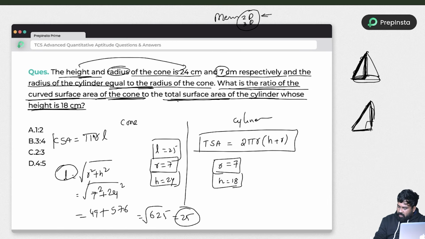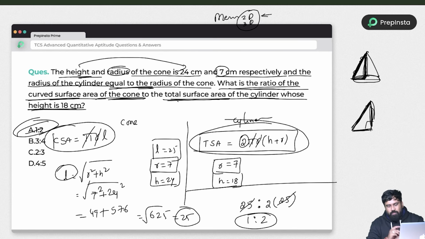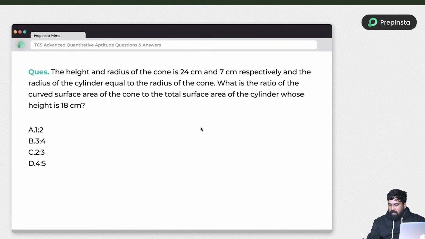So you want to find the ratio, right? Pi and pi got cancelled, r and r got cancelled, because r is equal. The answer we are left with is L value, which is 25, to 2 into (h plus r). h is 18, r is 7, so total 25. 25 and 25 got cancelled, so the answer is 1:2. Option A. It's all about formulas, formulas, formulas, nothing else.